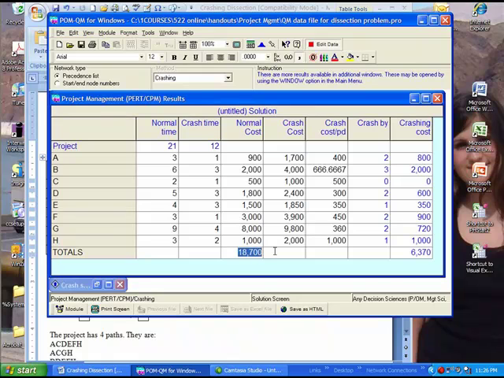This 18,700 is what the software generates, and that tells me that at the minimum this project is going to cost me $18,700, but if I want to crash it, it'll cost me, of course, extra.